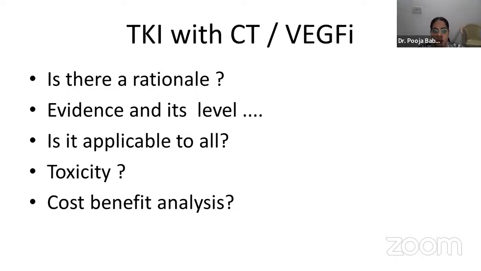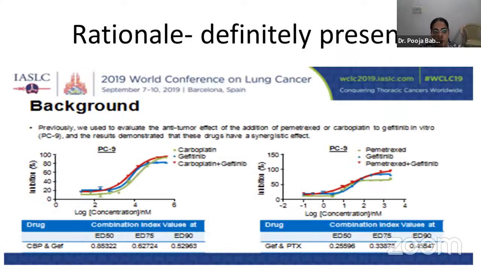Now the next option is the combination therapy, TKI with chemotherapy or TKI with anti-VEGF. Is there any rationale? What is the evidence and its level? Is it applicable to all the subgroups? What about the toxicity and cost-benefit analysis?